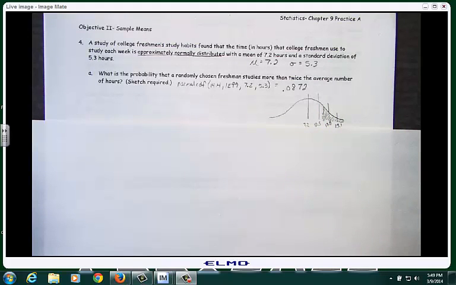Sketching it on a normal curve, you would start the sketching where about 14.4 would fall, which is just between 1 and 2 standard deviations to the right of the normal curve.